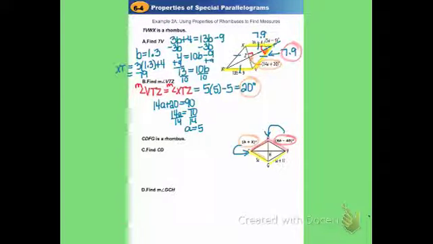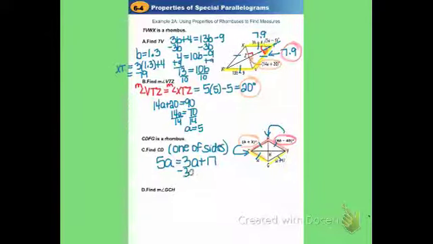The first question wants me to find CD. Well, CD is one of the sides. It's going to be the same as all the other three sides because in a parallelogram, in a rhombus, all the sides are equal. So since they're all equal, we could just set the two that we know, which are 5a and 3a plus 17, equal to each other, and we can solve for a.